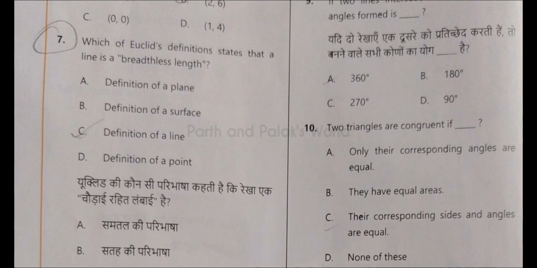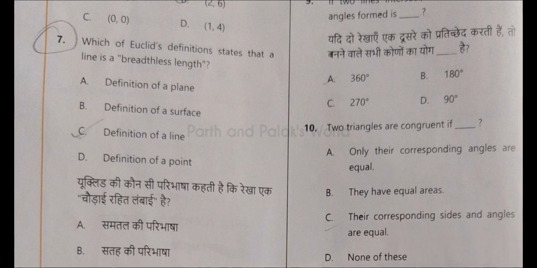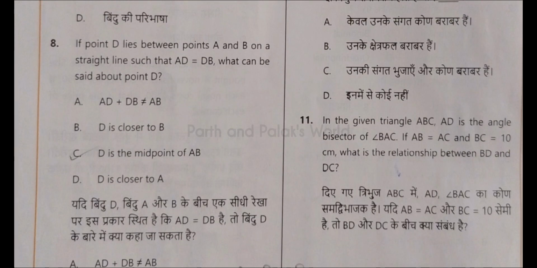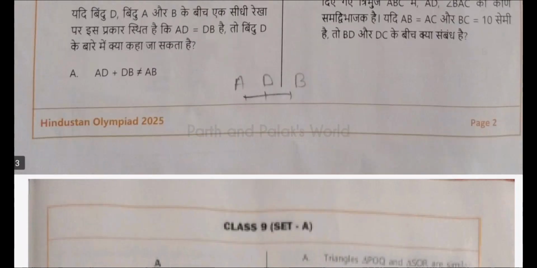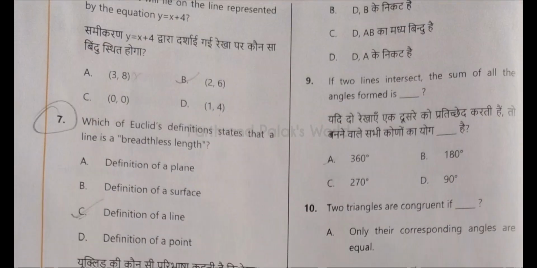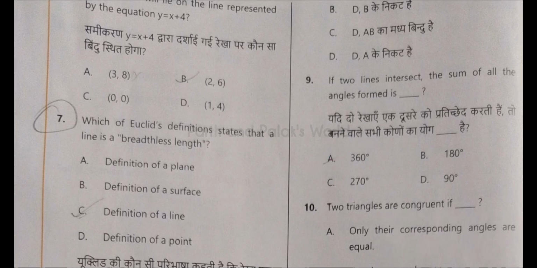Talking about question number 7, which of Euclid's definitions states that a line is a breadthless length? So the answer of this question would be option number C, definition of a line. Coming to question number 8, if point D lies between points A and B on a straight line such that AD equals DB, what can be said about point D? So the correct answer would be option number C, D is the midpoint of AB. Now moving to question number 9, if two lines intersect, the sum of all the angles formed is, the answer of this question would be option number A, 360 degrees.